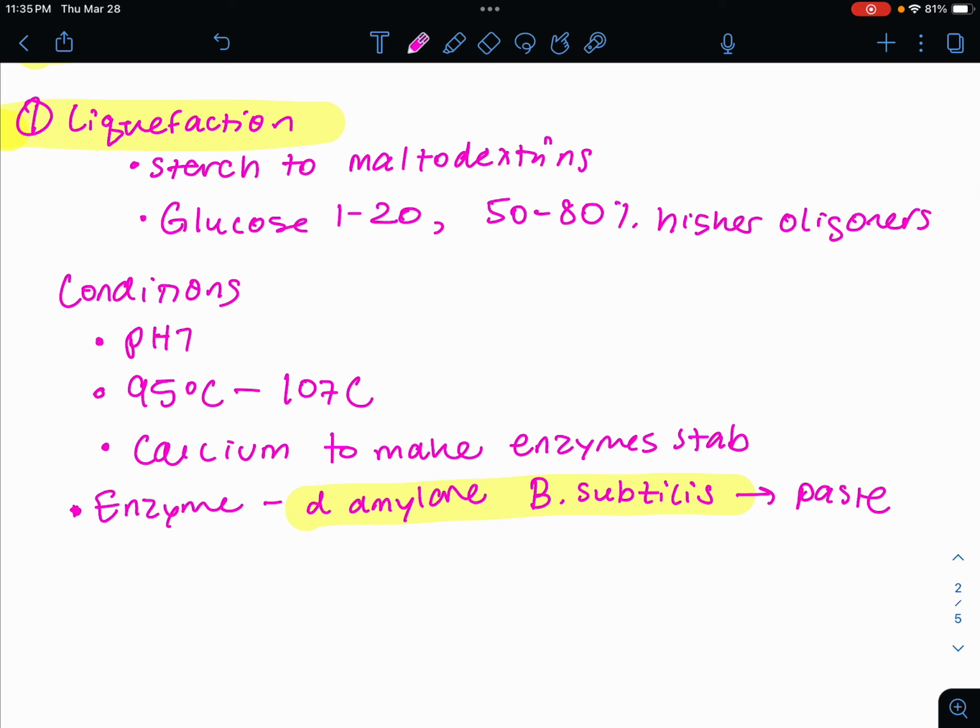Alright, step 1 to make high fructose corn syrup would be liquefaction. This is where you're going to take the starch and you're going to convert it to low dextrose equivalent maltodextrin. So these are going to be low dextrose equivalent.